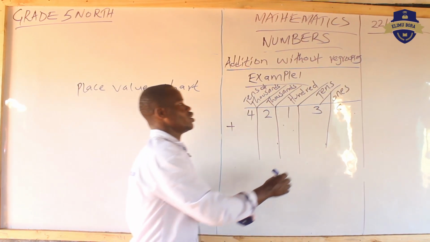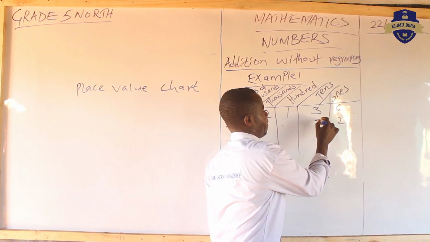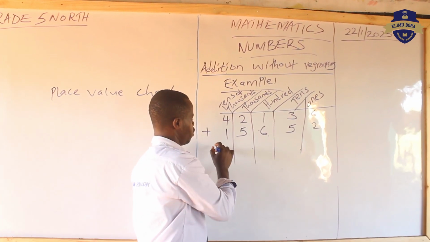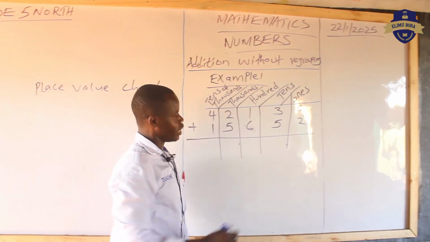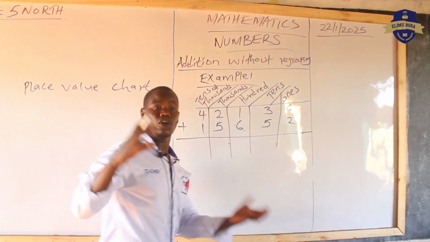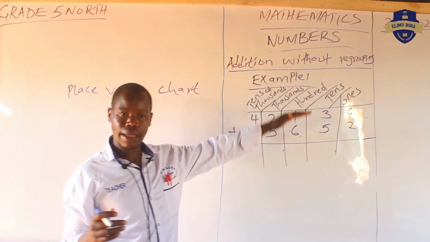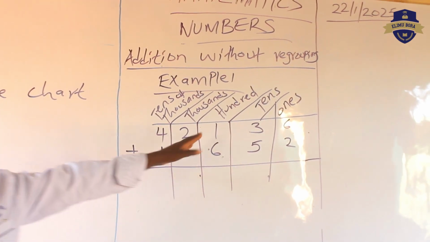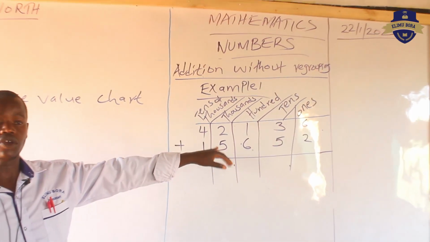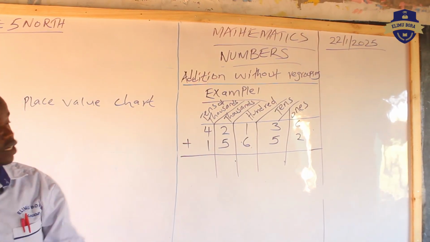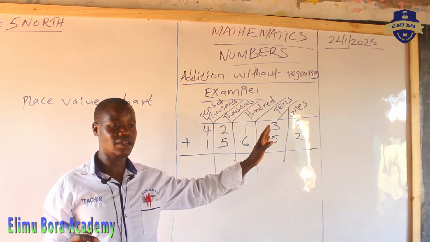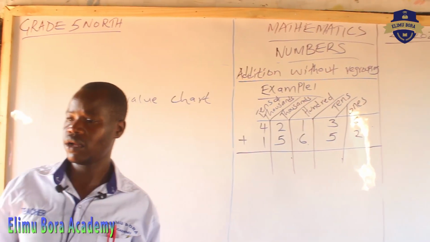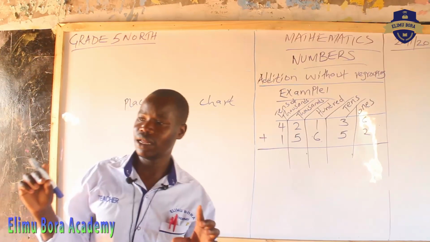So you are supposed to add this number here. We are adding using the place value chart. The first number that we have here is 42,136. The second, you raise up your hand. Yes? 15,652. Then when we are adding, we add the way we normally add whole numbers.